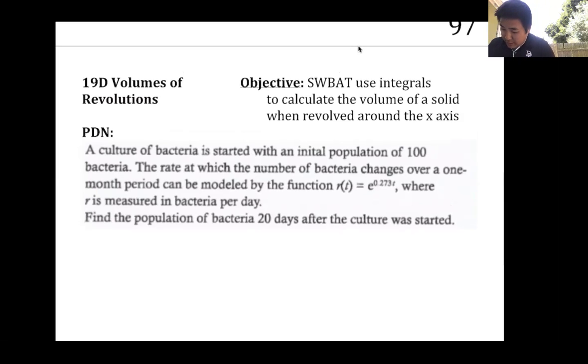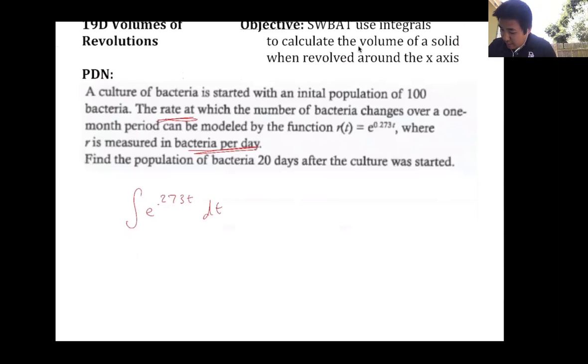So you need to take the integral of e to the 0.273t dt. And that's because this is the rate per day. So you take the integral, and you're going to get e to the 0.273t over 0.273 plus c equals f of x. And then you want to find the initial population of bacteria, so you plug in 0.